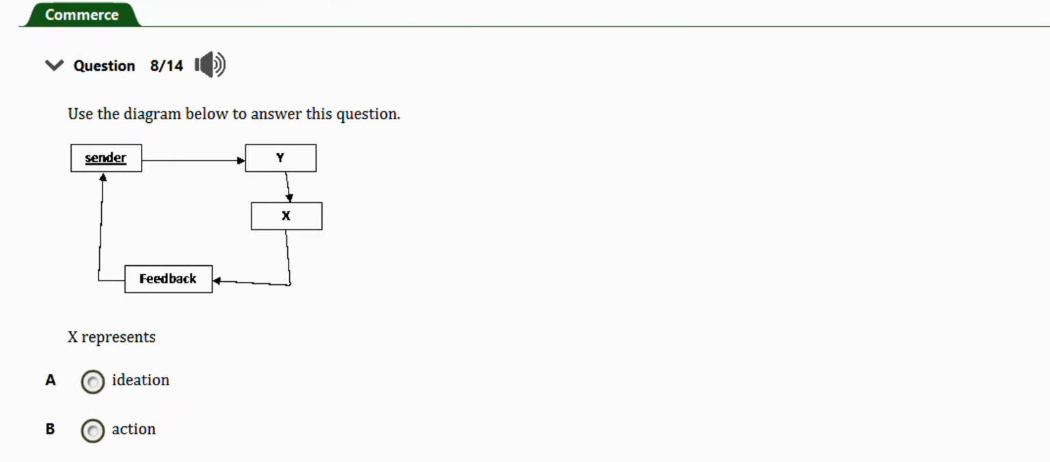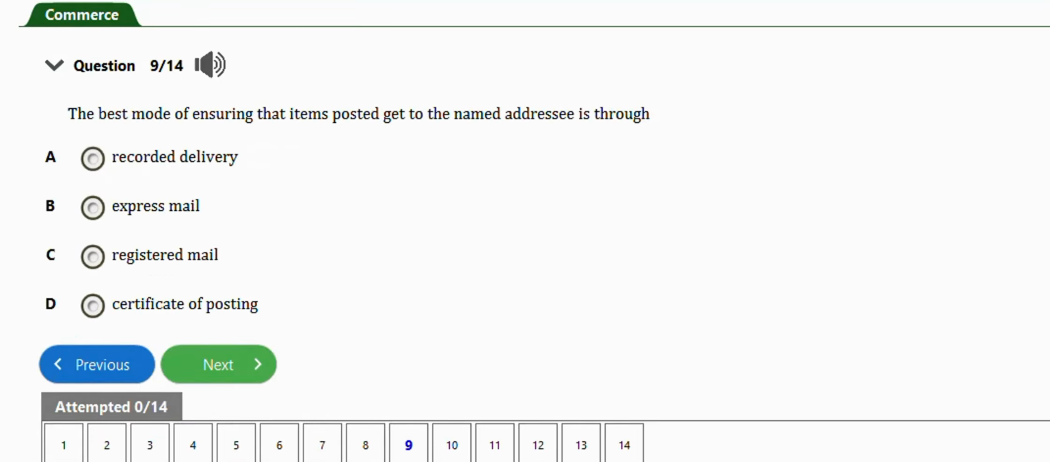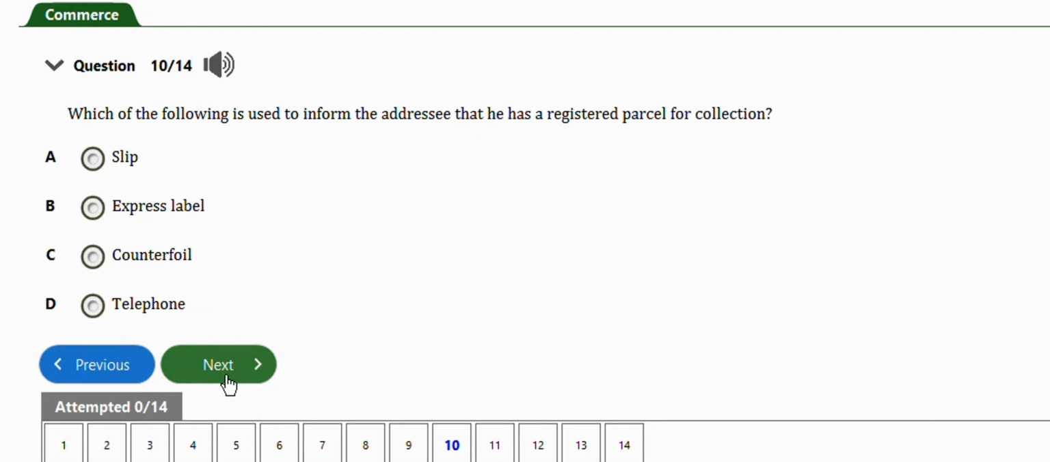Okay, next question is this one. It says the best mode of ensuring that items posted get to the named addressee is through, we have recorded delivery, express mail, registered mail, certificate of posting. So the right answer is option C, which is through registered mail. Okay, next repeated question is this one. It says which of the following is used to inform the addressee that he has a registered parcel for collection. The right answer is option A, which is slip.